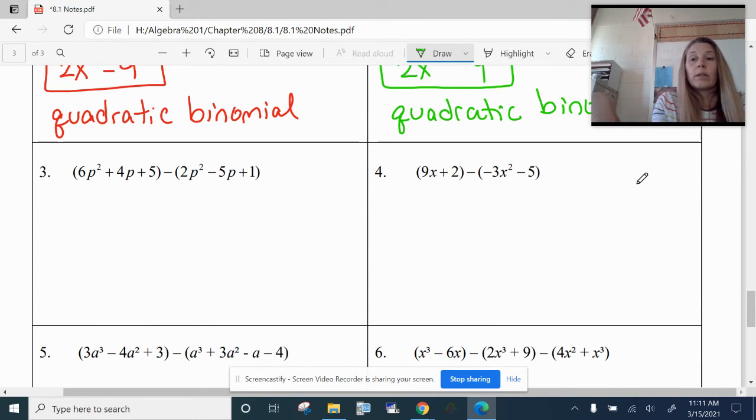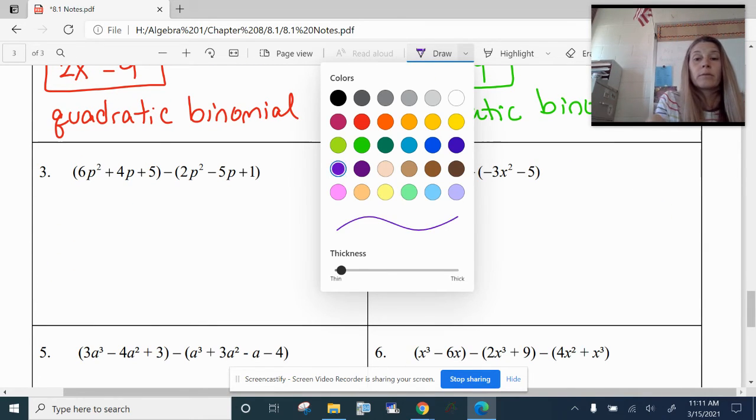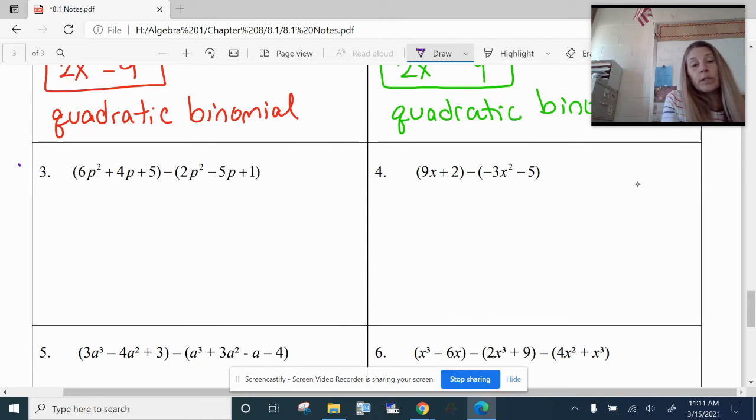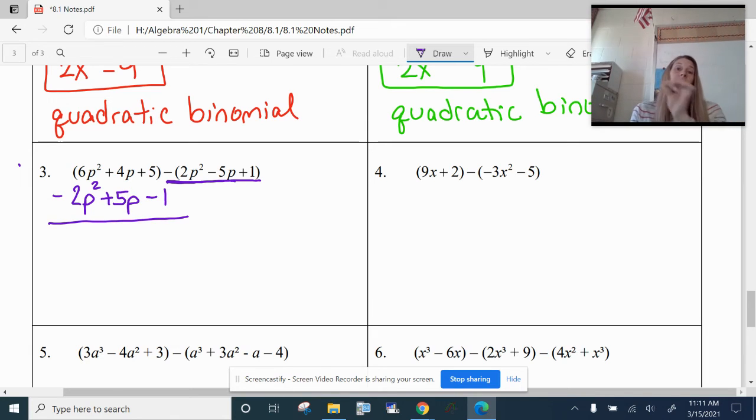Okay, so going on to number 3. So here my first polynomial is in standard form because I have p squared followed by a p term followed by my constant. So I'm subtracting 2p squared. So that's going to go under my other p squared. Then I'm subtracting negative 5p, which really means I'm adding a 5p. So I'm going to put that under my other p. And then I'm subtracting a 1.